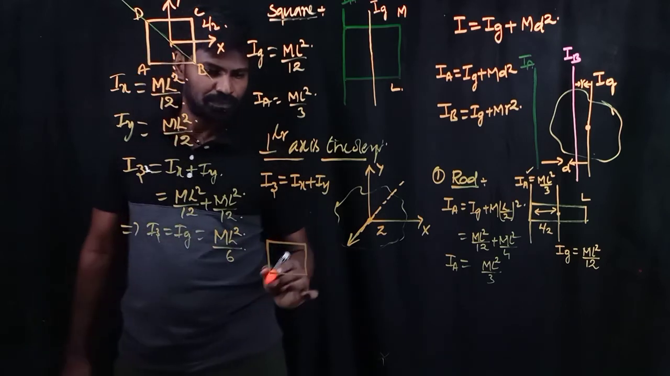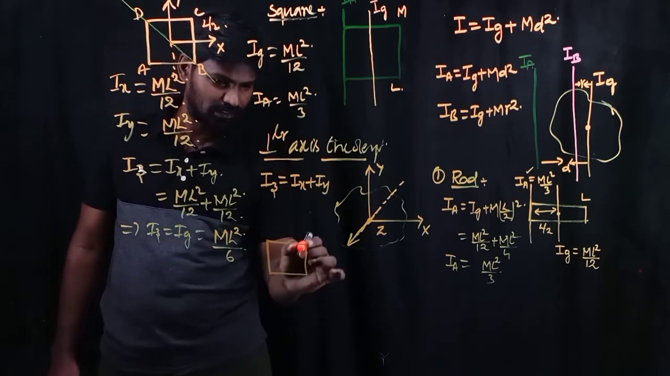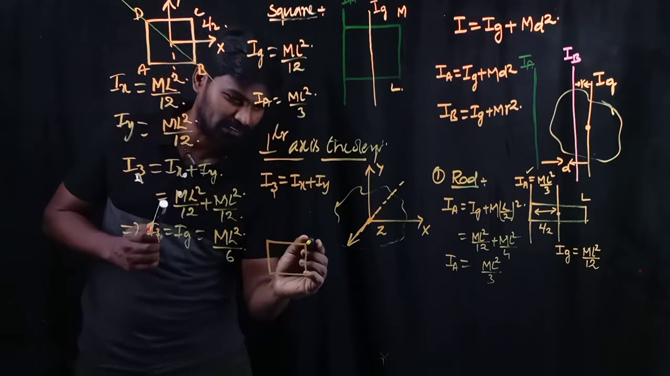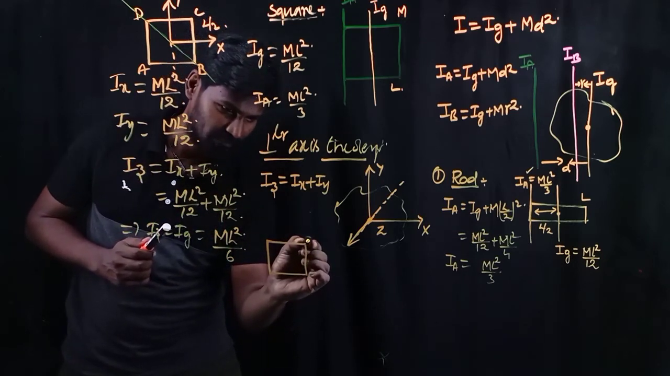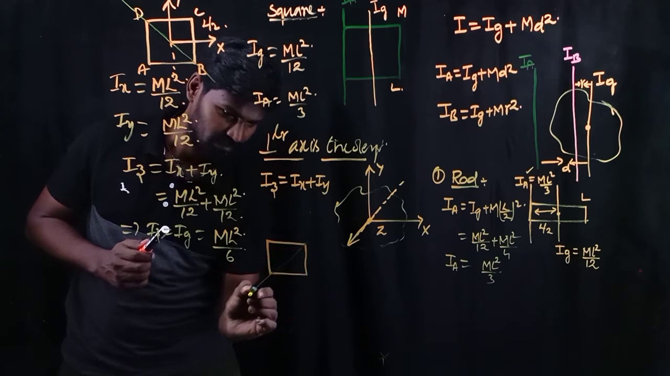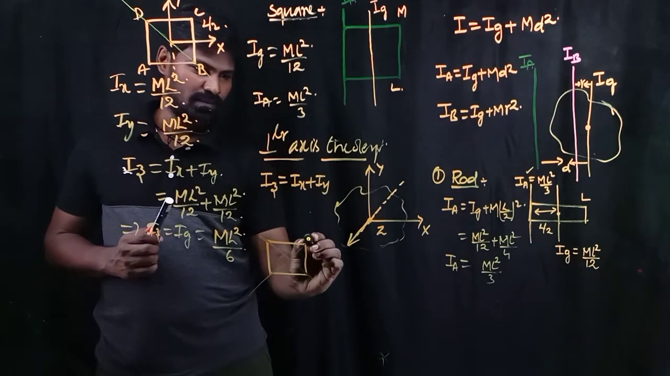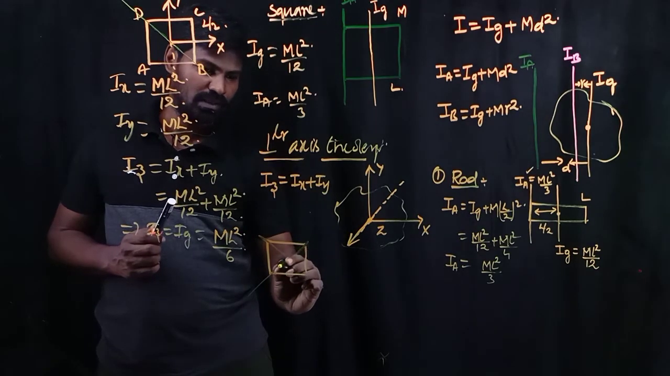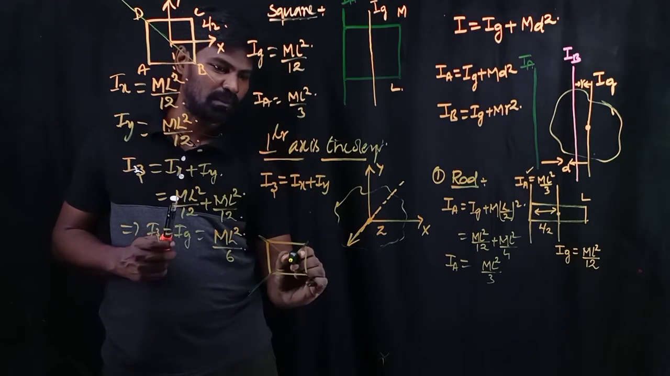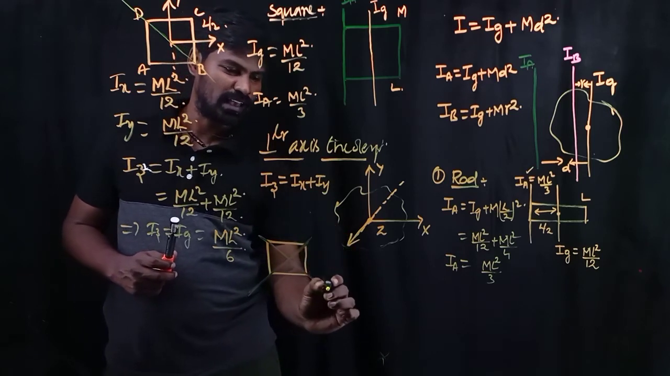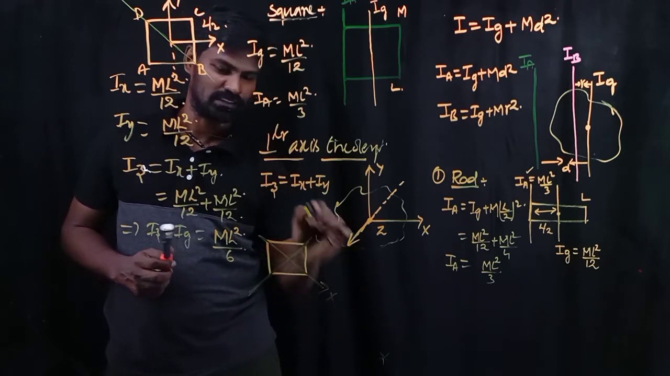Now, with respect to this axis I want. For that purpose, what I will do is, I will take two mutually perpendicular axes along the diagonal. This is one diagonal axis. This is another diagonal axis. And here the technique involved is, because in a square these diagonals are perpendicular to each other, I will take this as x-axis and this as y-axis.